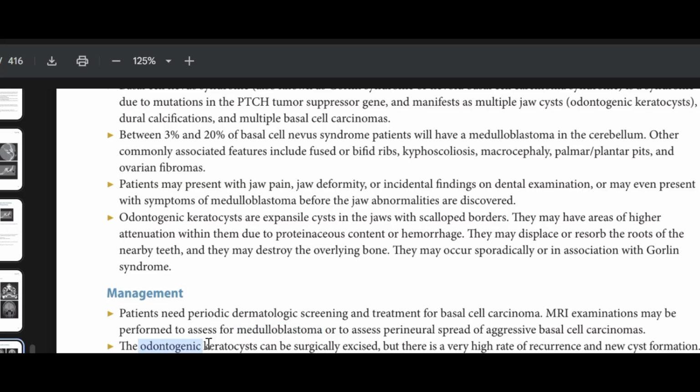The odontogenic keratocysts can be surgically excised, with a very high rate of recurrence. The basal cell carcinoma should be screened for. And medulloblastoma also should be screened for. Okay, that's it.